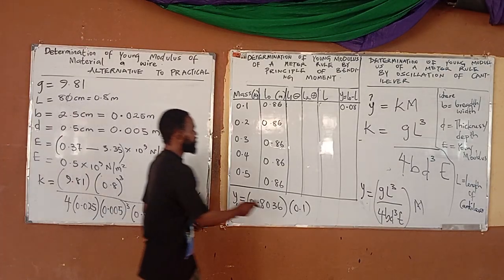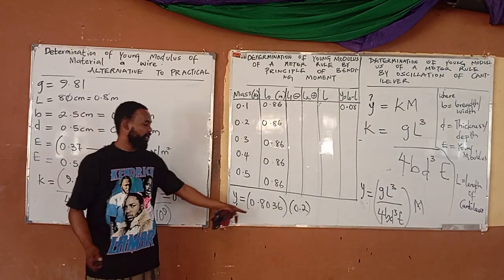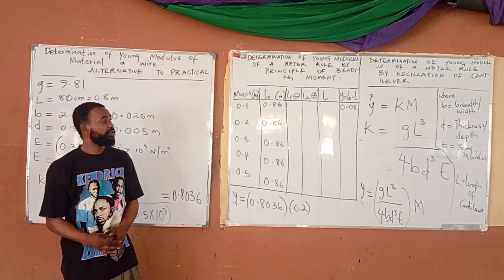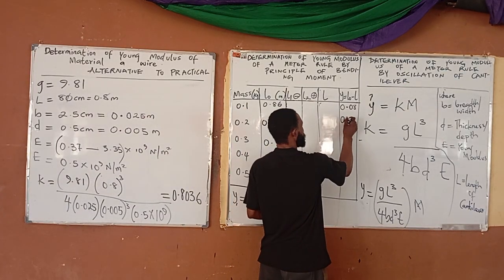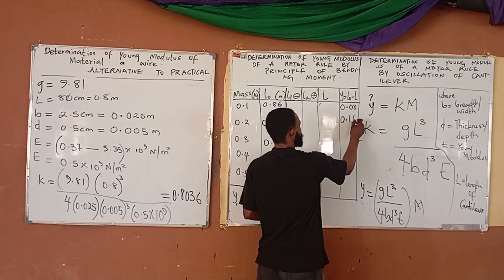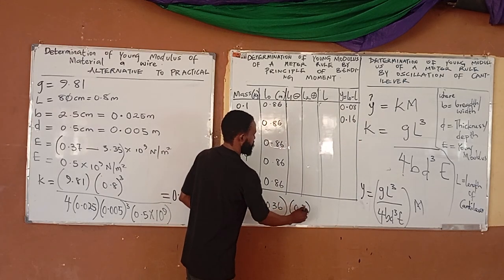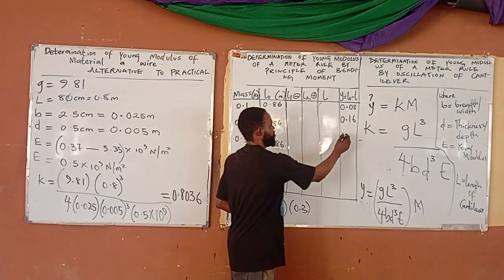Now for the 0.2 parts, this is 0.2. 0.8036 times 0.2 gives 0.1. Then 0.16, times 0.3, this third one, 0.24.